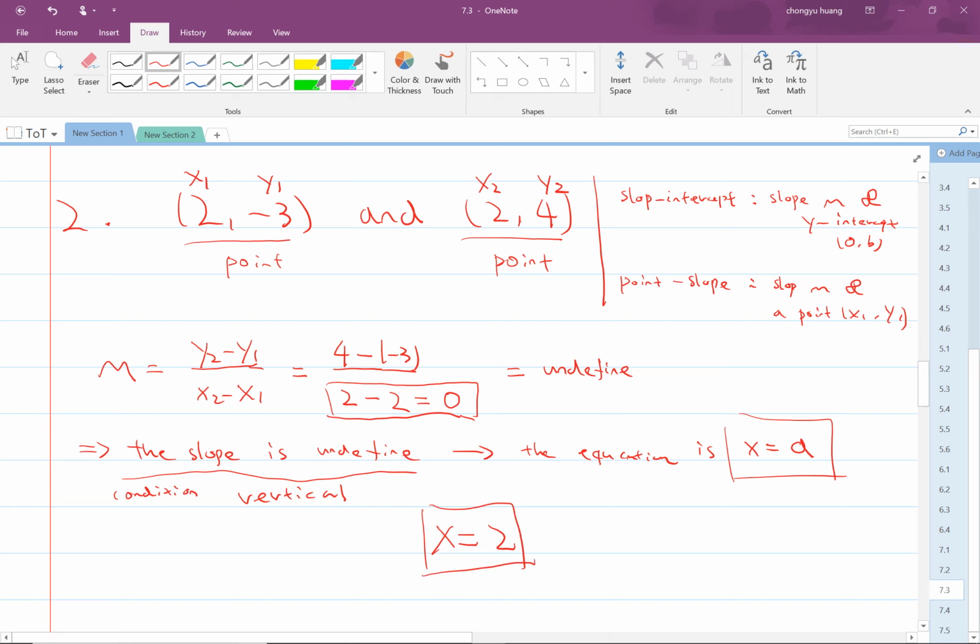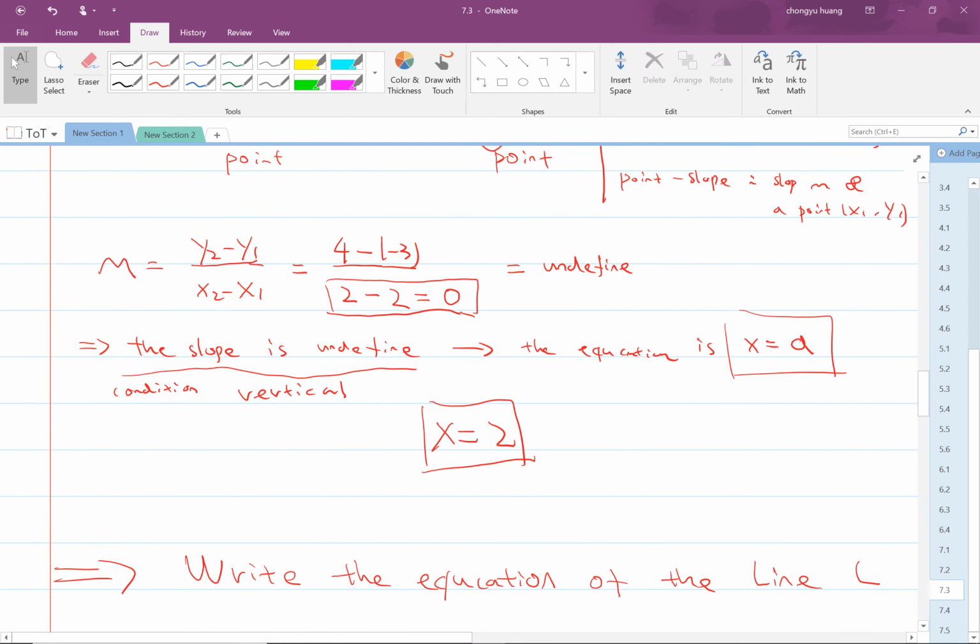The final solution is x equal to 2, because you can see over here the x for both of the points are equal to 2. That's how you know the equation is x equal to 2. So the final equation for question 2 is x equal to 2.